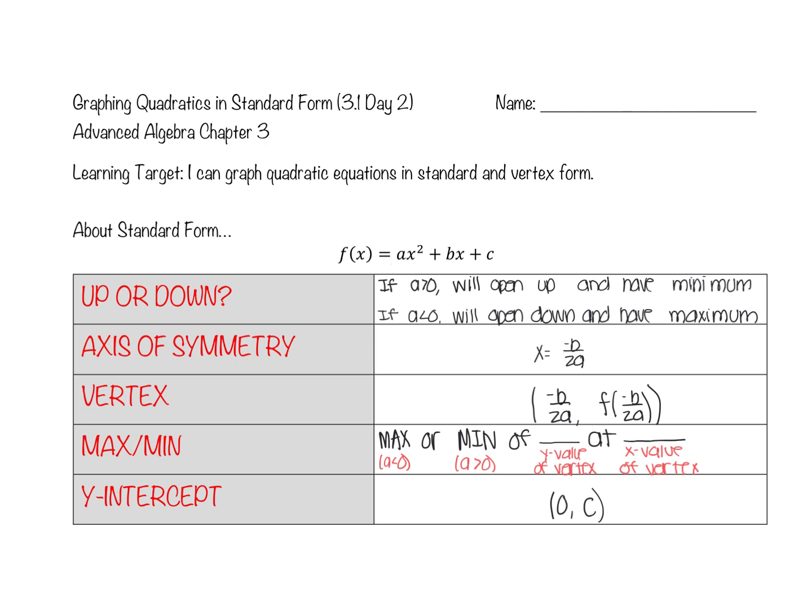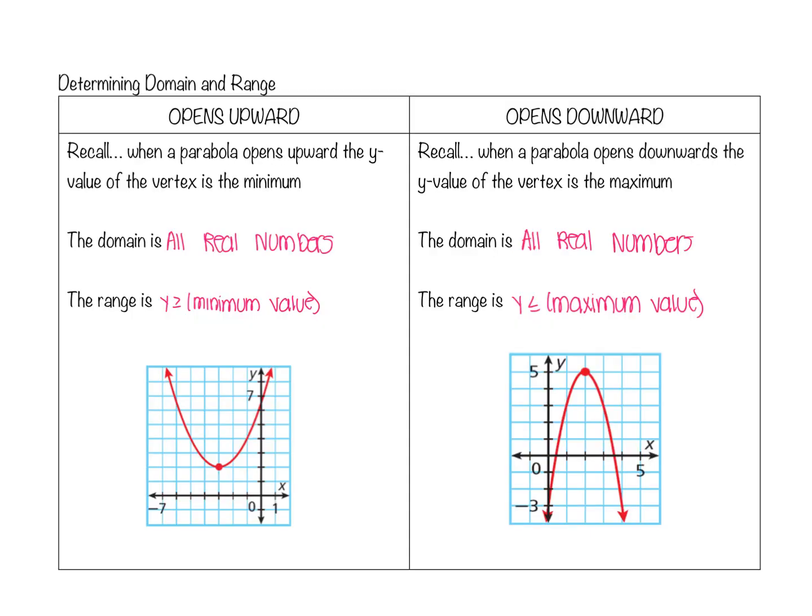Determining the maximum or minimum, obviously you can see if it opens down, it'll have a maximum. If it opens up, it's going to have a minimum. We look at the values that'll later help us determine our domain and range. And then we know our y-intercept is going to be 0, whatever the constant value is, or whatever the c value here on the end is. All of this information is going to help us develop our graphs for these quadratic functions.